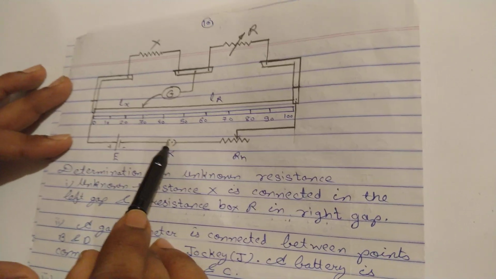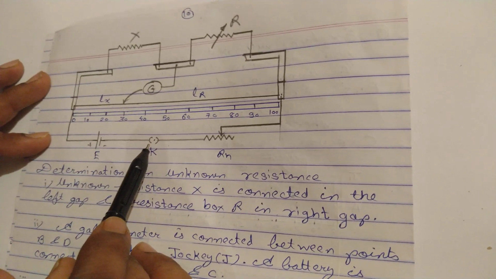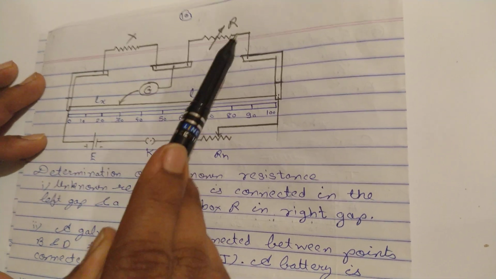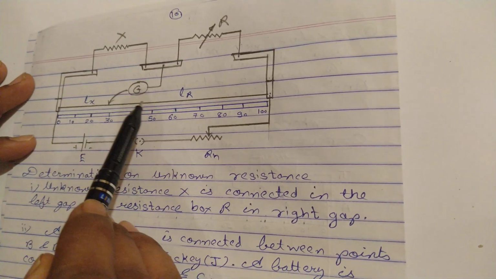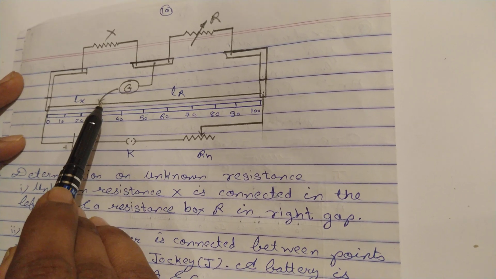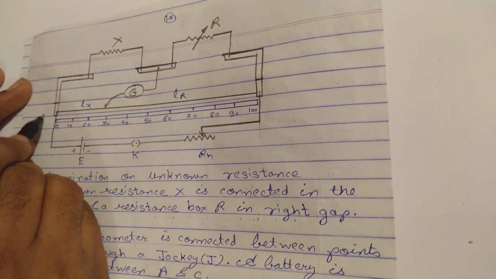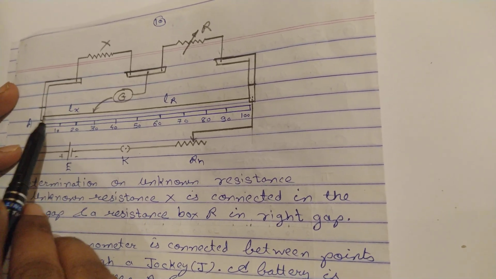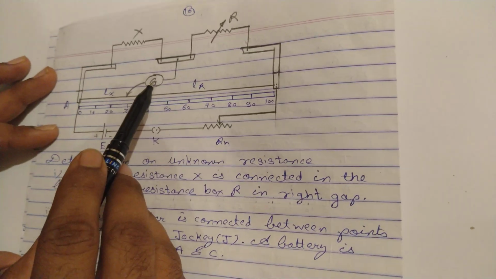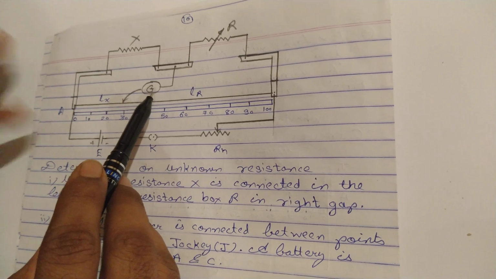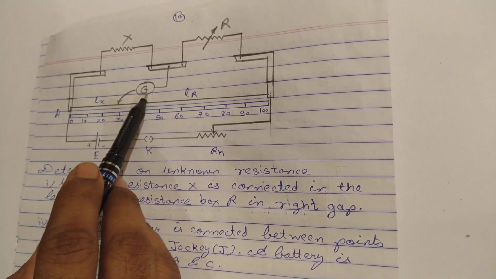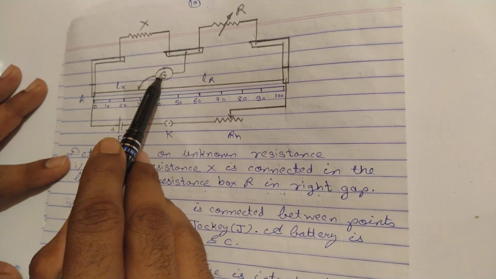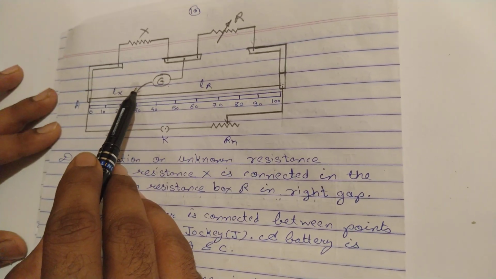When you plug key K, don't take any resistance from the resistance box. Connect the jockey to the point A. When the jockey is connected to point A, the galvanometer will show some deflection. That deflection should be extreme left. There is a pointer over here. The deflection in the galvanometer should be extreme left.